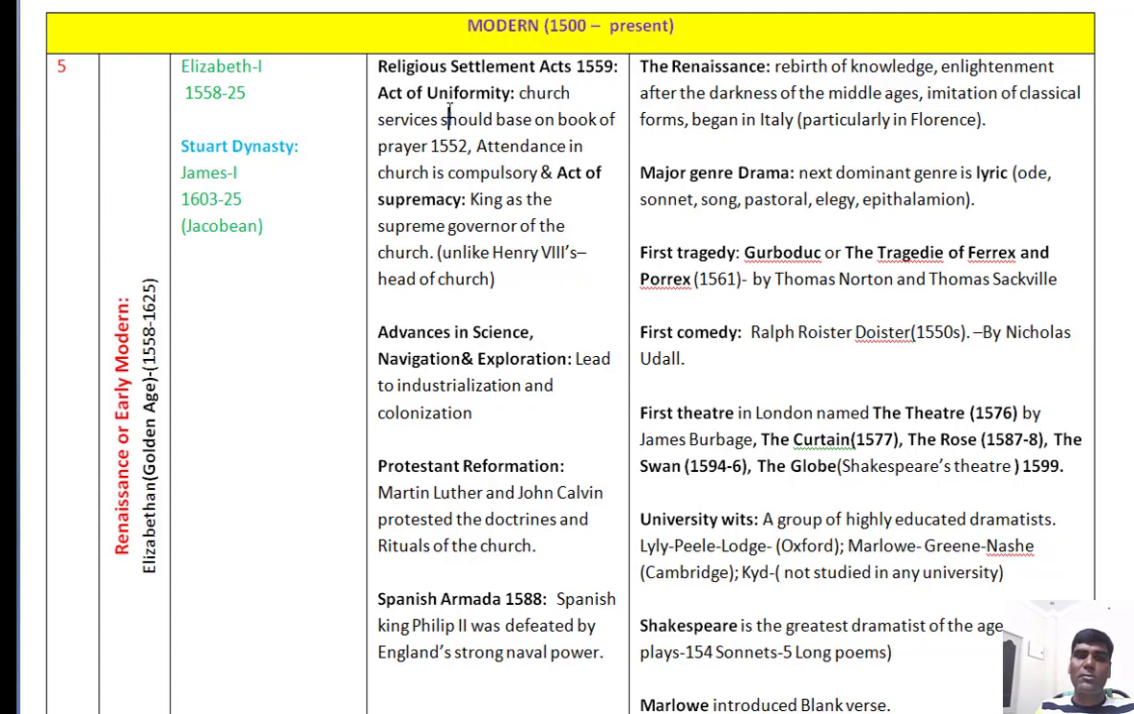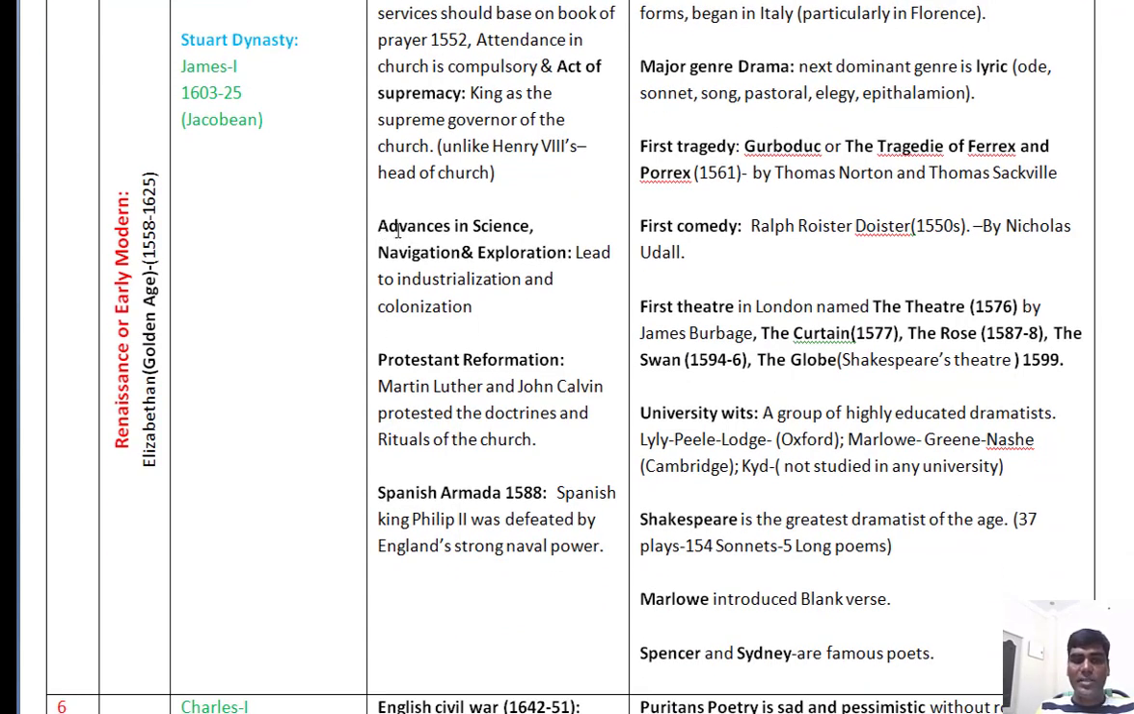It brings uniformity to church services, and all the services were based on the Book of Common Prayer of 1552. They made church attendance mandatory, and the king also became the supreme governor of the church, unlike Henry VIII's decision of making the king the head of the church. It was modified to supreme governor of the church, and this age saw scientific advances in science, navigation, exploration, as we discussed in the previous class.